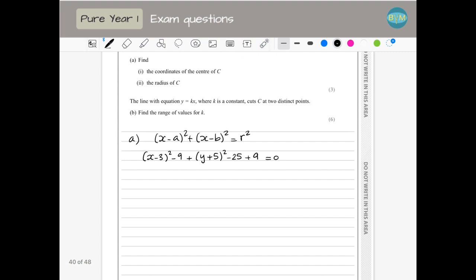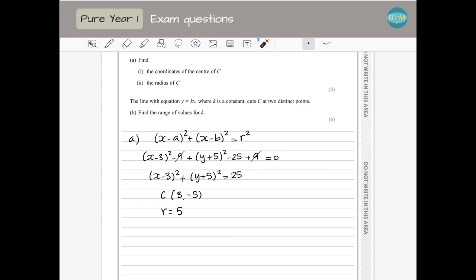I have this 9 with this 9 gone, so I have (x minus 3) squared plus (y plus 5) squared is 25. Now our equation is like this one, so the center is going to be (3, minus 5), and the radius is going to be the square root of 25, which is 5. So this is the first part of the question.